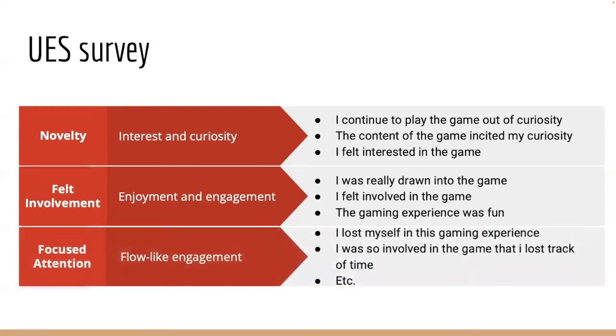Lastly, we also selected the focused attention scale in our study because it measures a flow-like engagement. As a matter of fact, this scale has been shown to be strongly correlated with Jackson and Marsh's flow state scale. And seven questions are asked in this measure. So in summary, the novelty scale appears to capture a basic measure of situational interest, focused attention captures flow-like engagement, and felt involvement might be described as the enjoyment at the intersection of these two constructs.